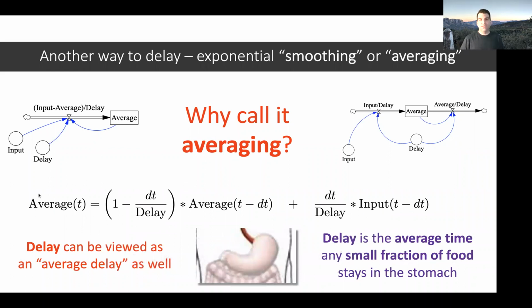And you can also call this an averaging delay because delay is actually the average delay of any small fraction of food in the stomach. So if you eat a bunch of kernels of corn, you could ask, how quickly did each kernel of corn get absorbed into the bloodstream? Some of those kernels will get absorbed into the bloodstream very quickly. Others will be sitting around for a very long amount of time. Over the entire population of all the corn kernels sitting there in the stomach, there's going to be an average amount of time waiting in the stomach to go into the bloodstream. And that is another interpretation of what this delay value is right here.